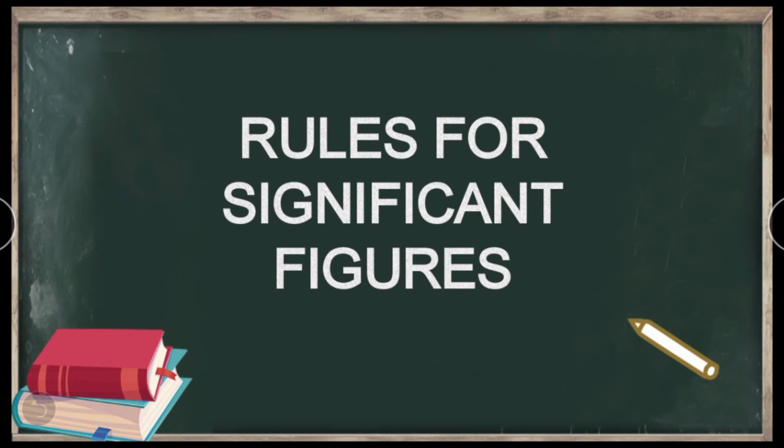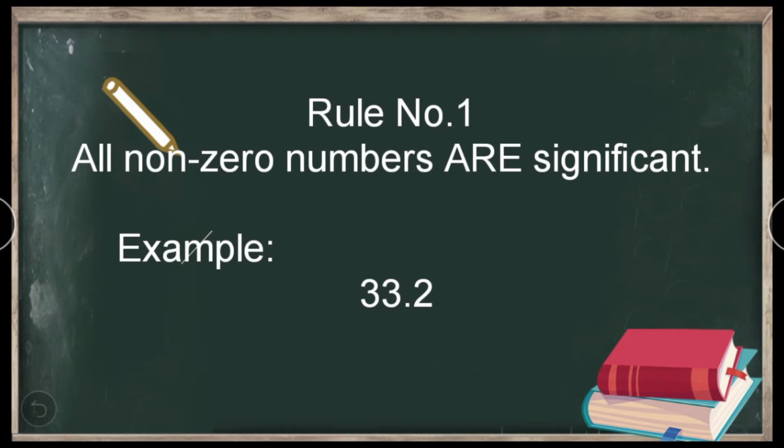So here are the rules for significant figures. Rule number 1. All non-zero numbers are significant. So for example, this number 33.2. So it has 3 significant figures because all of the digits present are non-zero.